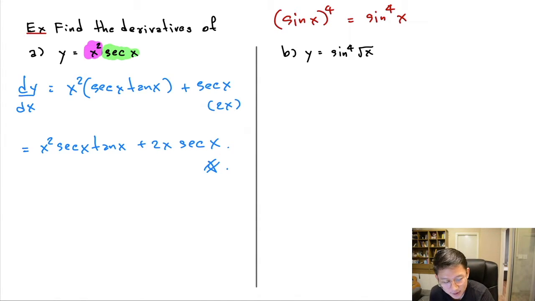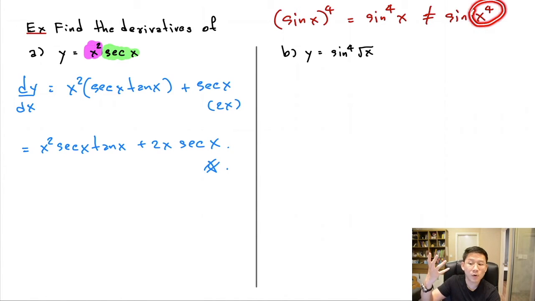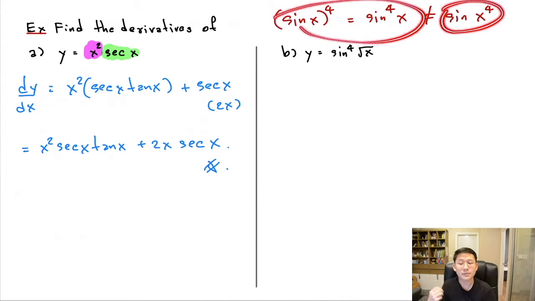When we want to write the fourth power, we can just write it above the n. But it's not the same as sin of x to the power of 4. That's not the same thing. Because here it means you take x to the power of 4 and then find the sin of x to the power of 4. But here you find sin x first and then you take sin x to the power of 4. So these are not the same thing.